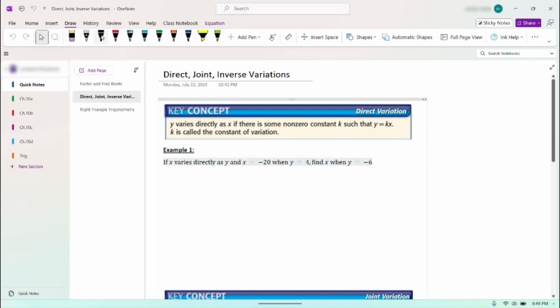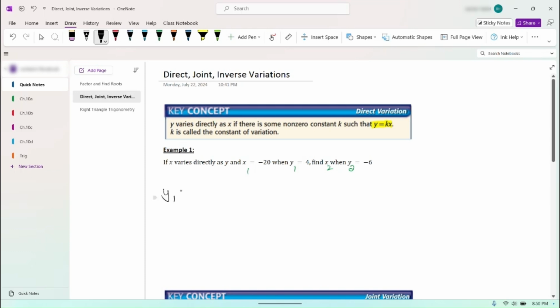I'm going to get one of these markers. All right. The first problem says, if x varies directly as y, and x is -20 when y is 4, find x when y is -6. The first thing I'm going to do is solve for k. We're given here, let me highlight, y equals kx. That's really important information that we're going to use. Let's solve for k in the first set of numbers. We can label this as x2 here, this is y2, and then this is x1, and this is y1. So let's do a plug and chug here.